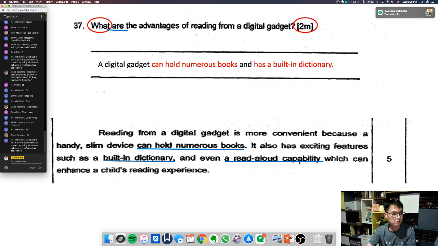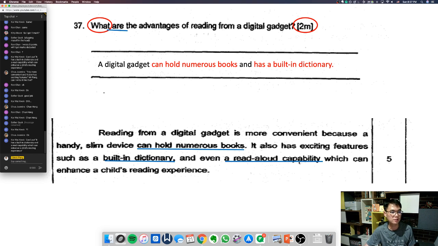All right? Great. All right, Kaylin, let me read your answer. It has a built-in dictionary and a read aloud capability. You left out the word aloud, which can enhance a child's reading experience. Yes, Kaylin, you get the full 2 marks if you did not omit the word aloud. If you did omit the word aloud, then you would indeed lose half a mark. Okay, great.